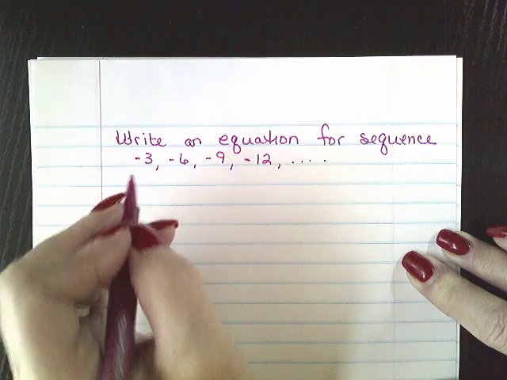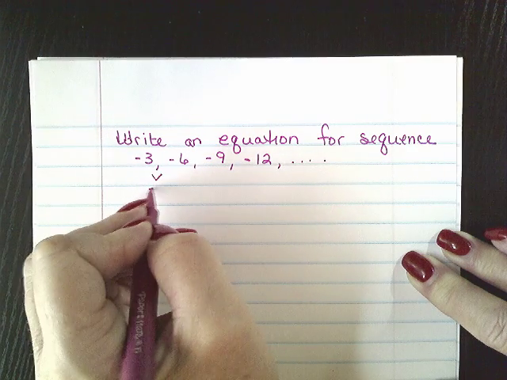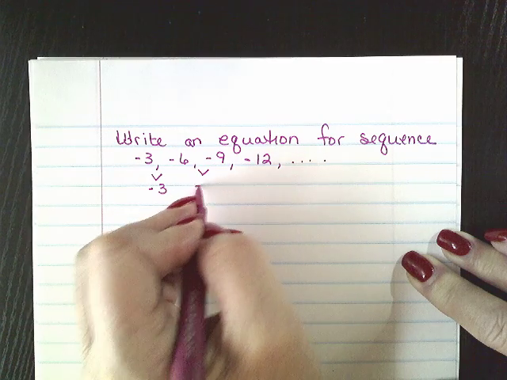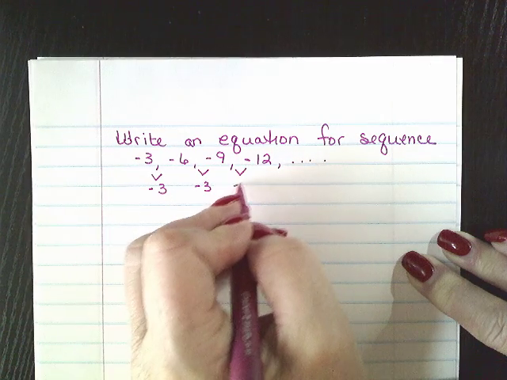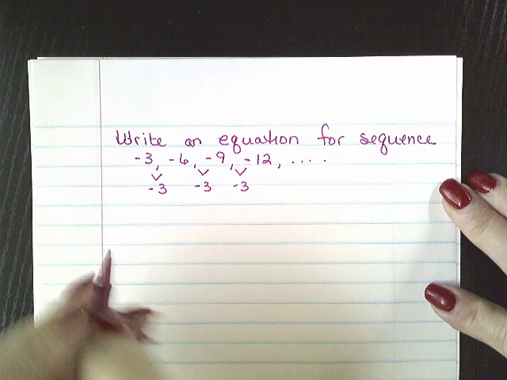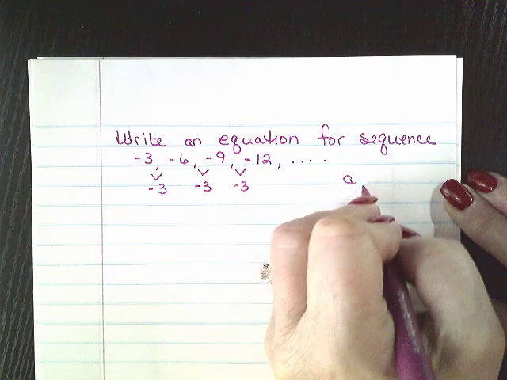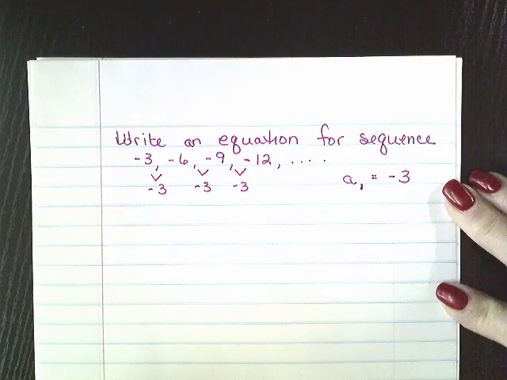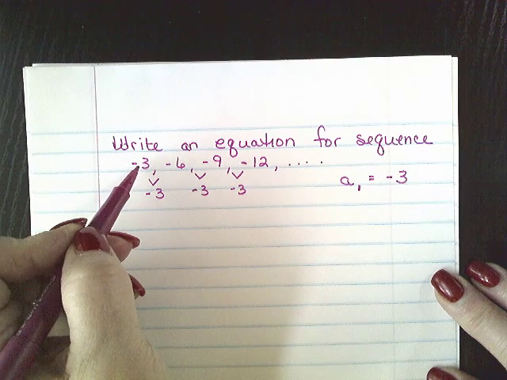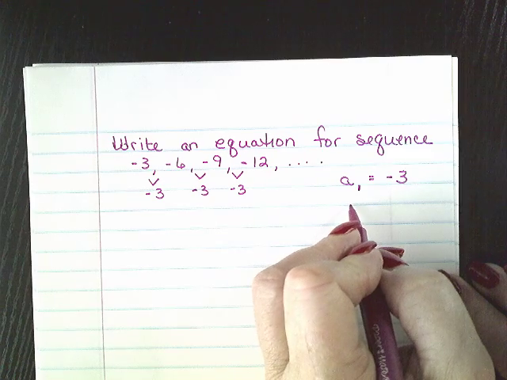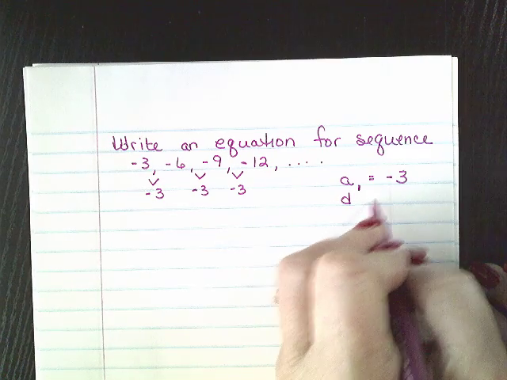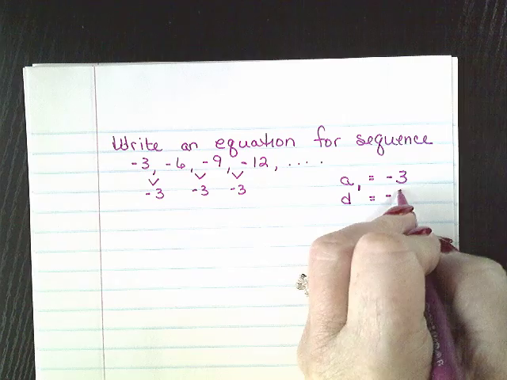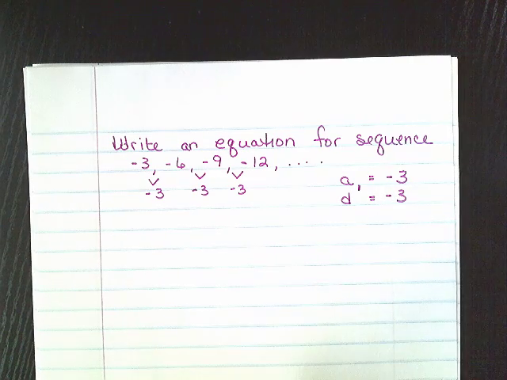All right, so let's identify what is our difference. Our common difference is -3. So let's label. Our first term, a1, is the first term. What is our first term? -3. That's the first term that we started with. What is our common difference? Our d, our common difference, is also -3.